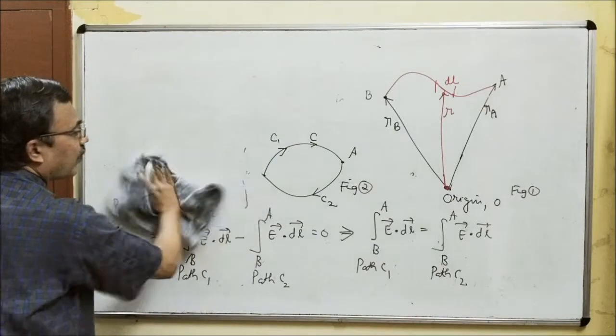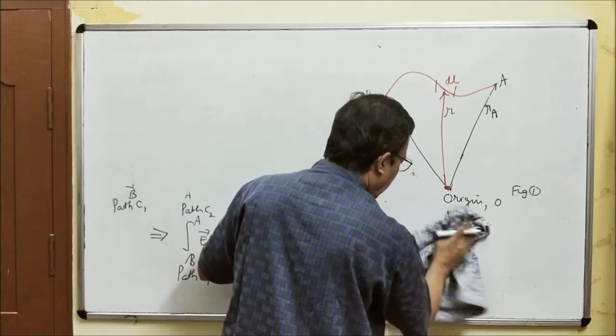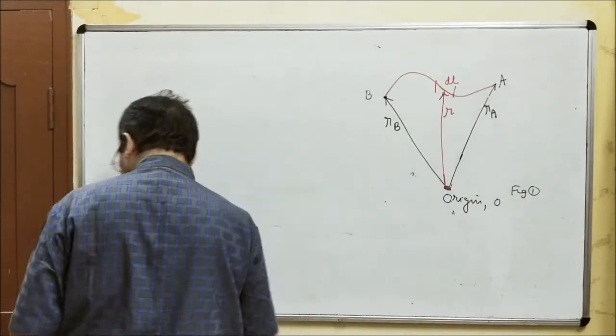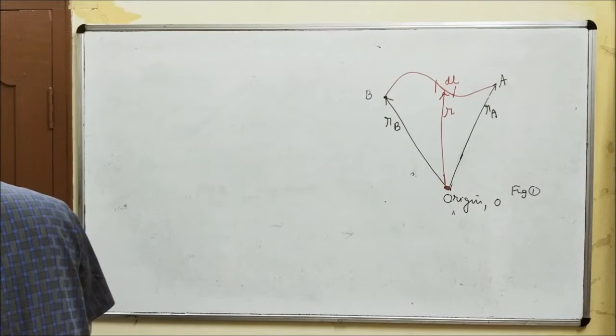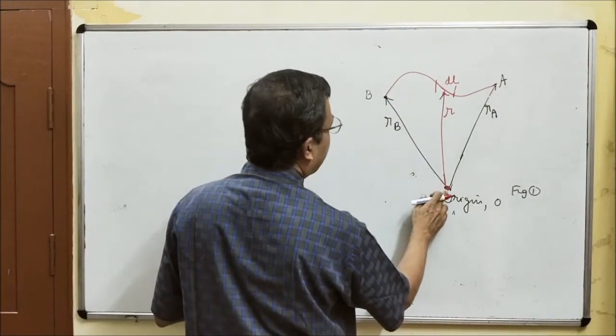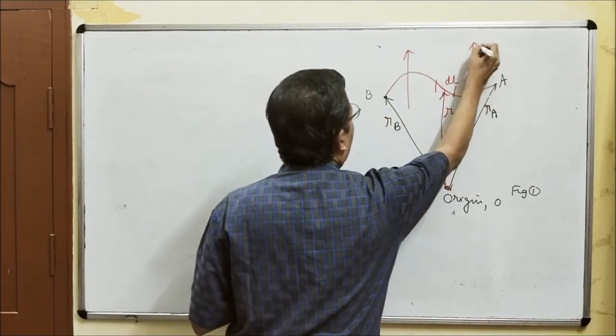Now, next what I will do is, I want to introduce the concept of absolute potential at a given point. I'll assume we have kept a charge of q coulombs at the origin. This is the electric field intensity produced by a charge kept at the origin.